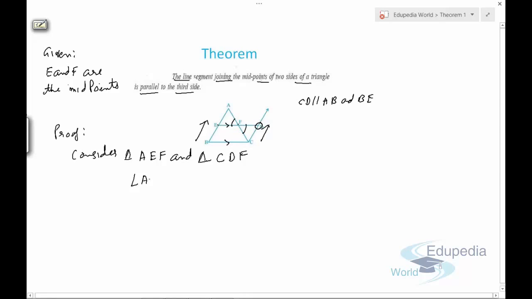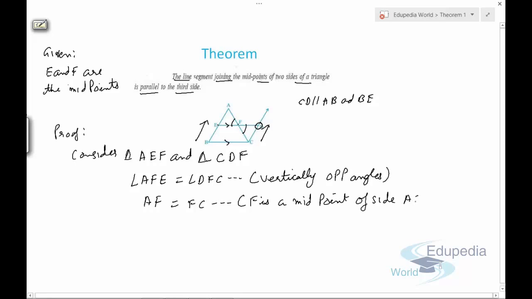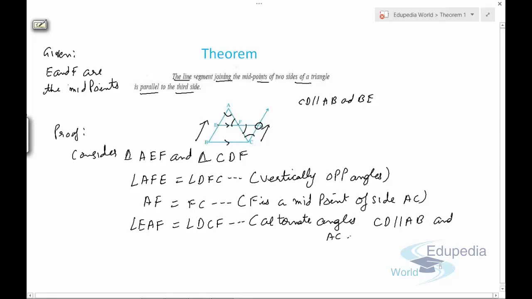In these triangles we have this angle equal to this angle, as they are vertically opposite angles. So angle AFE equals angle DFC, because they are vertically opposite angles. And we have AF equals FC, because F is the midpoint of side AC. We can also say that this angle equals this angle, because we can clearly see that these two lines are parallel. CD and AB are parallel and AC is the transversal, so these angles are alternate angles. So angle EAF equals angle DCF because they are alternate angles, because CD is parallel to AB and AC is the transversal, right?